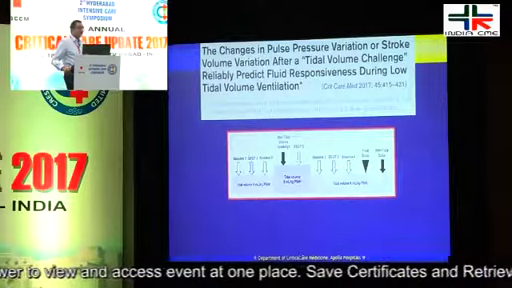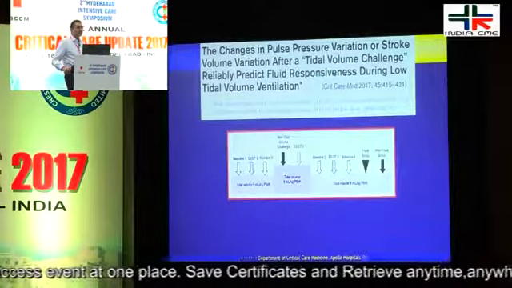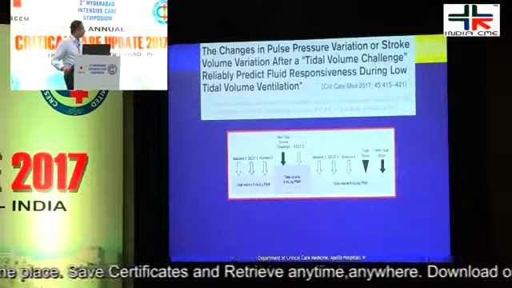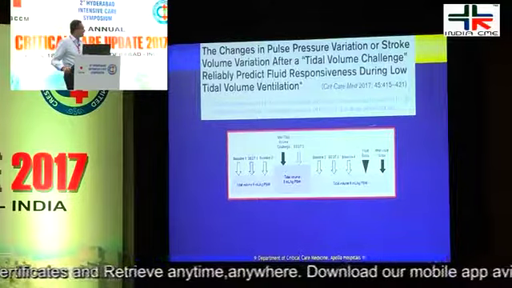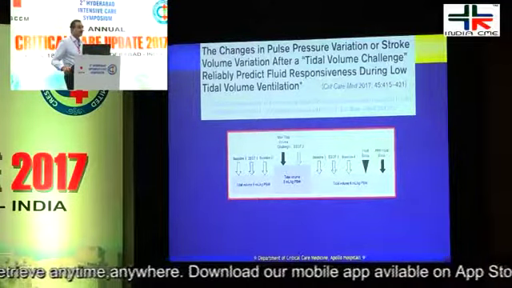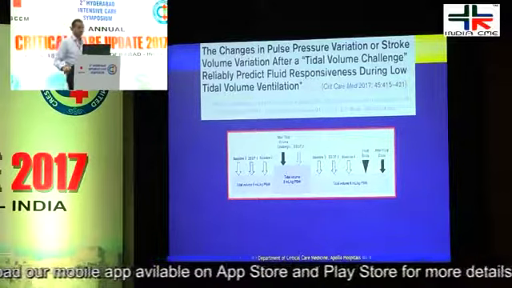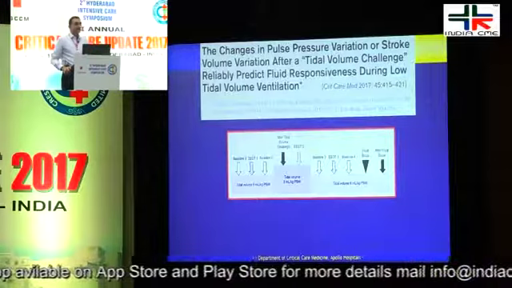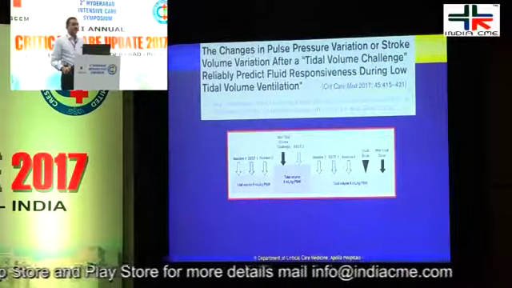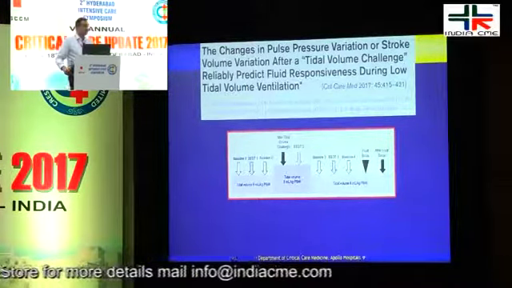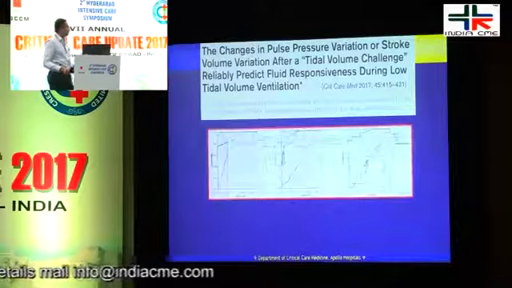Then they dropped it back to 6 ml per kilo, allowed the patient to come back to baseline, and then they gave a fluid bolus to the patient and looked at the cardiac output after that. They were trying to see if they can predict fluid responders. If you increased your cardiac output by more than 15% after the fluid bolus, you were considered a responder, using a PA catheter. What they found was very, very interesting.